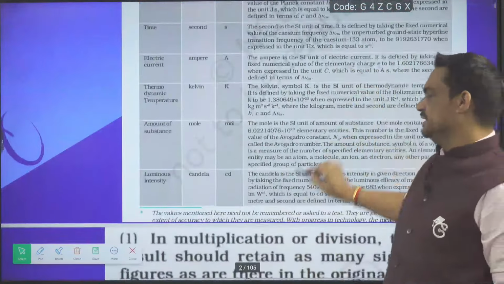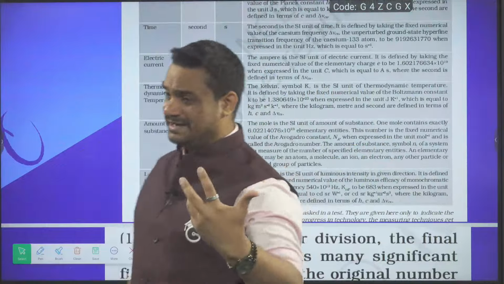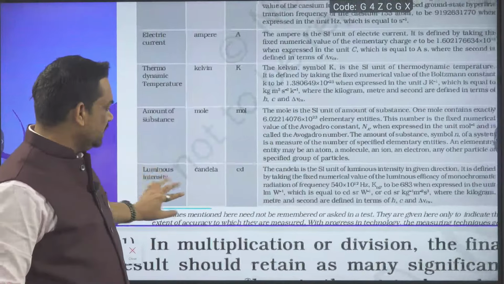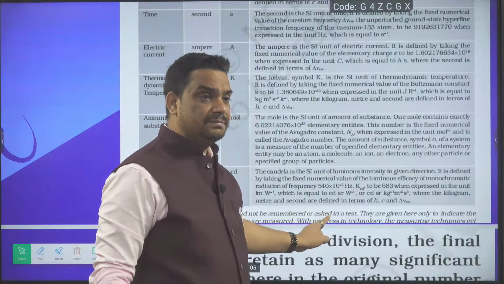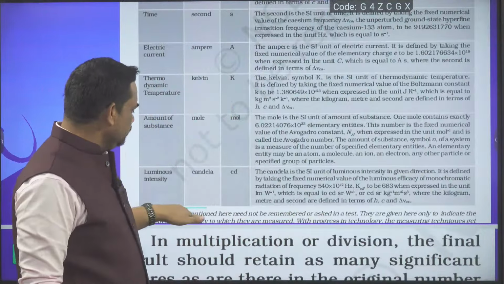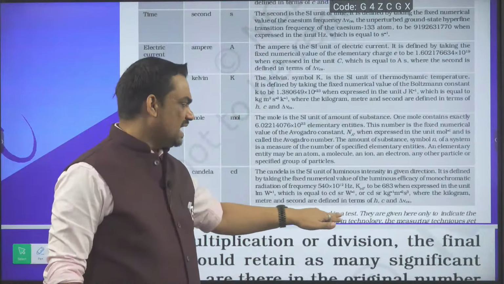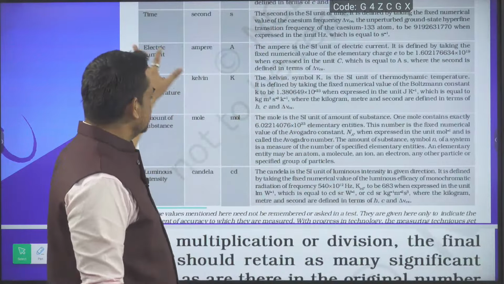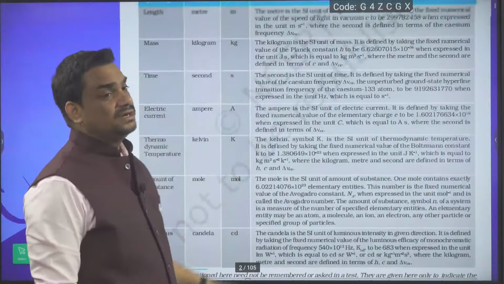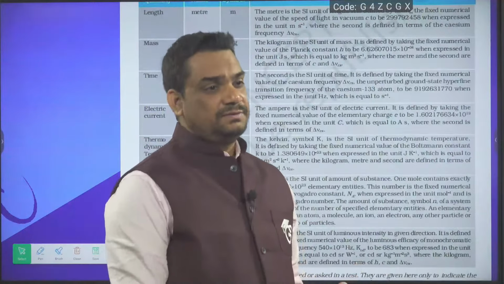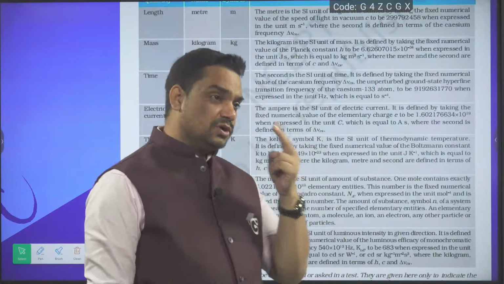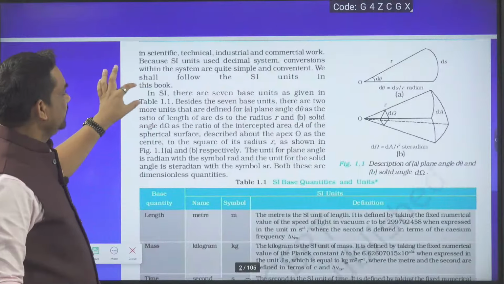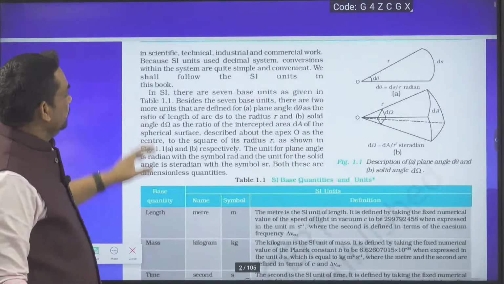Why is there no need of this? Because in this one some values are given. NCERT is saying here that the values mentioned here need not be remembered or asked in a test. So no need to do all these things. These are just the 7 fundamental quantities. Other than the 7 fundamental quantities, we have 2 more quantities that you need to remember, given here.